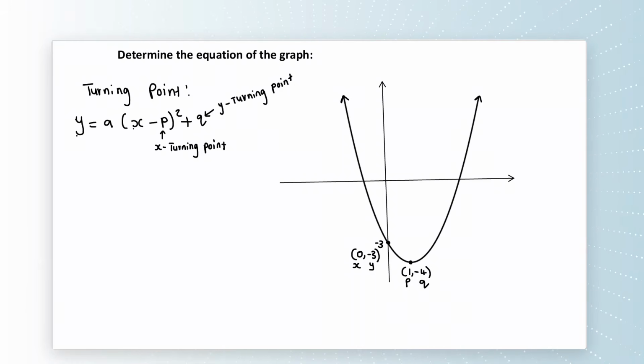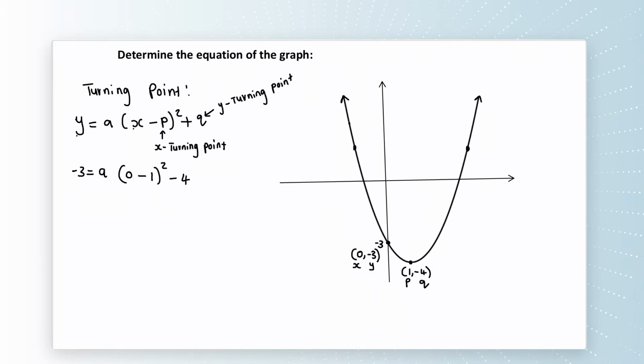Just remember, for X and Y, you can use any point on the graph. It doesn't really have to be the Y-intercept. Any other point, as long as the point is on the graph, you can use it for X and Y. Let's go ahead and substitute. Our Y is minus 3. A, we are looking for. X is 0 minus the P, which is 1, squared, plus Q, which is minus 4. So it's going to be minus 4 there.